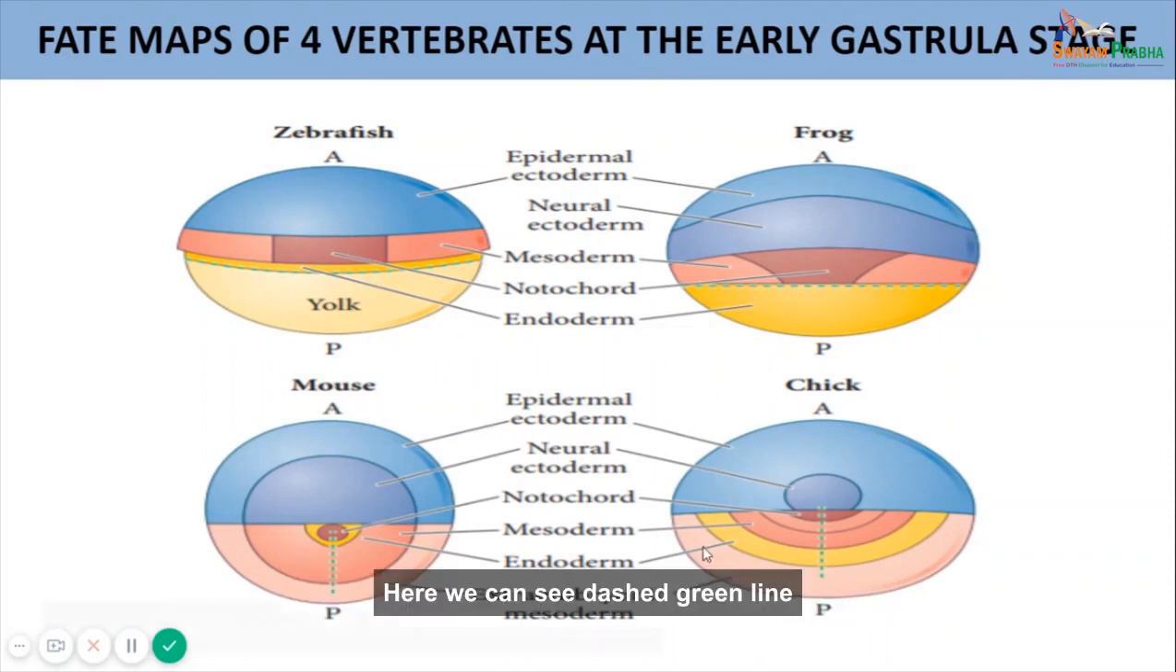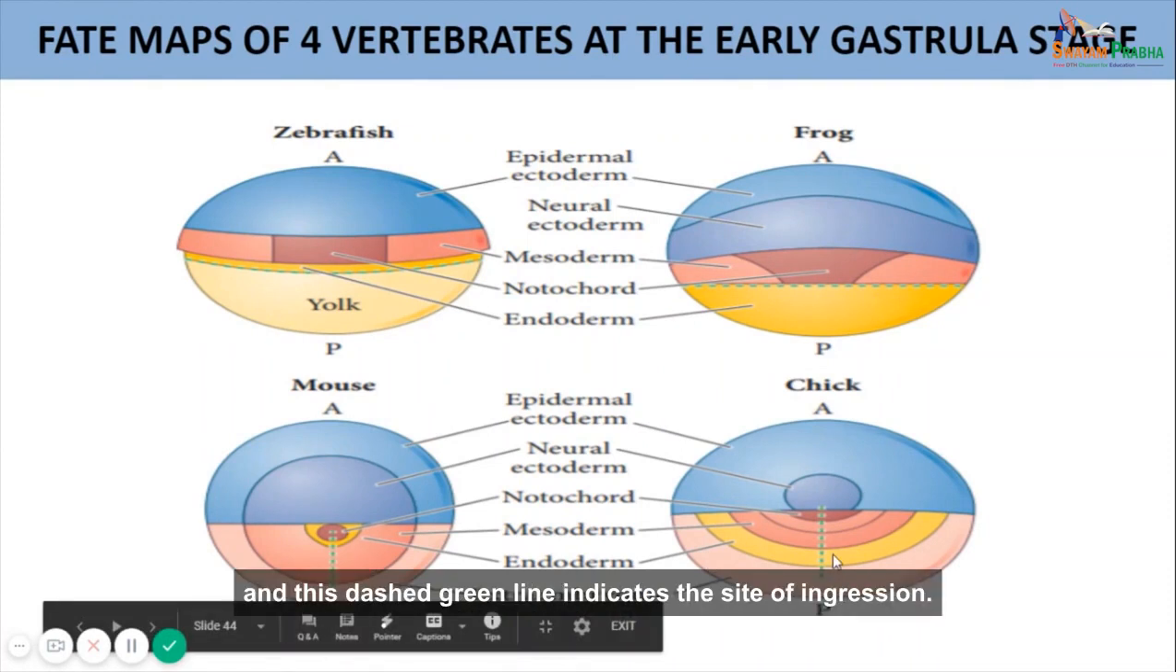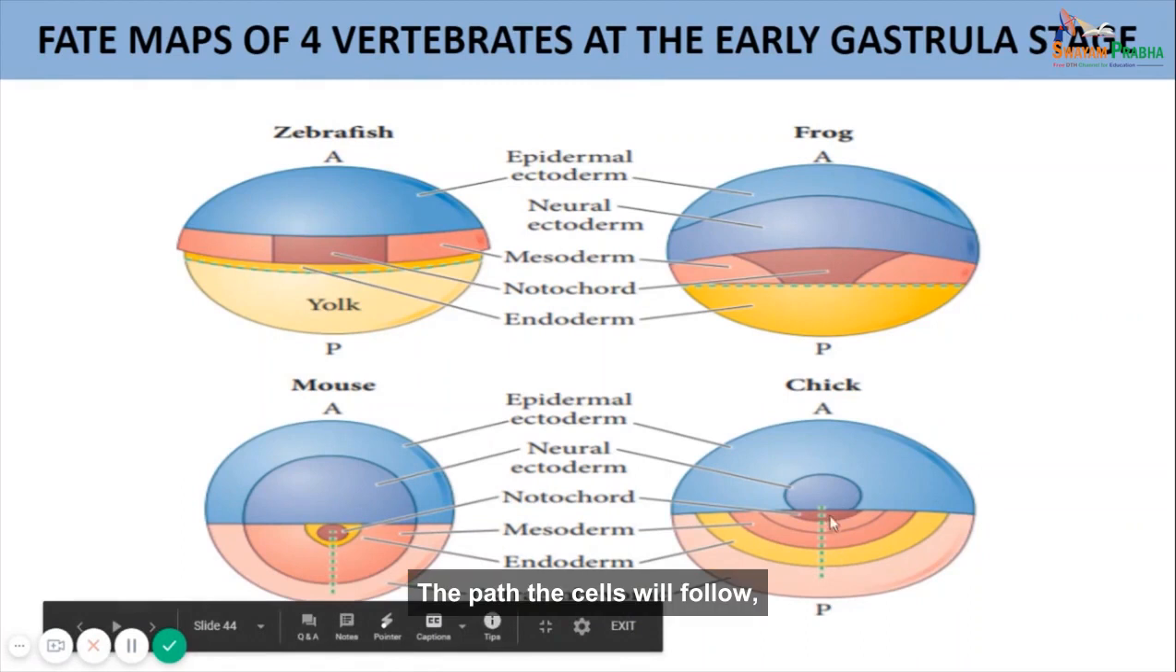Here we can see a dashed green line, and this dashed green line indicates the site of ingression, the path the cells will follow as they migrate from the exterior of the embryo to the interior during gastrulation.